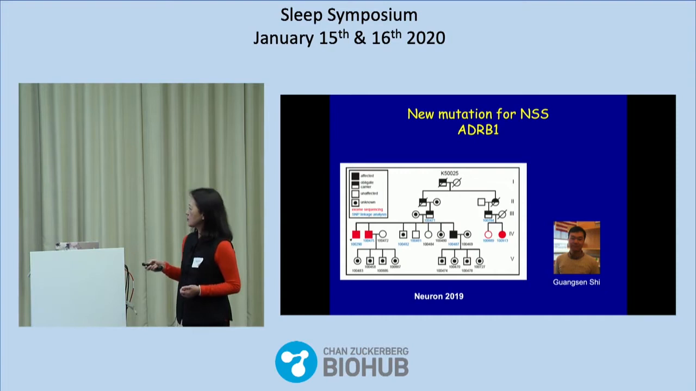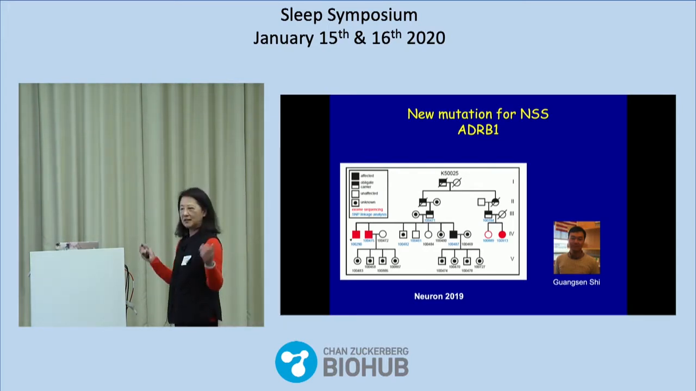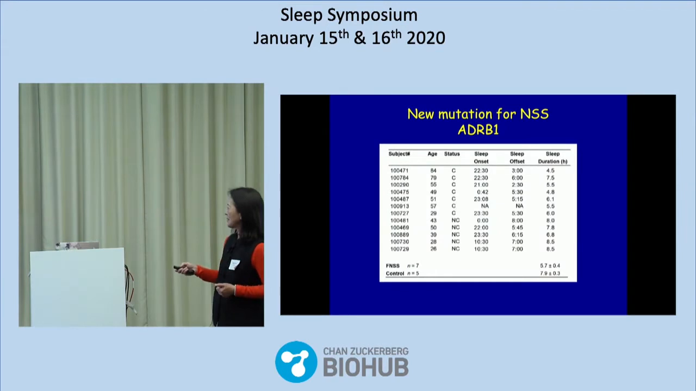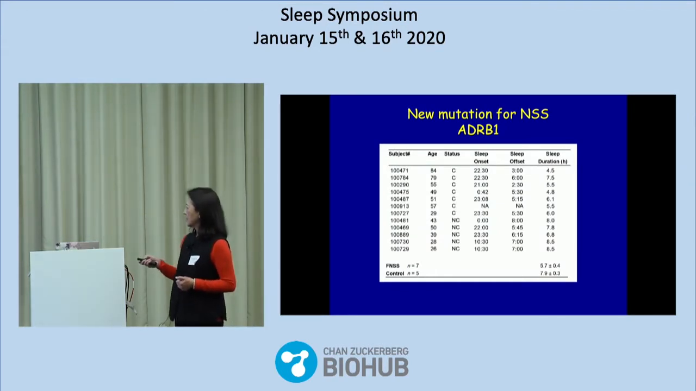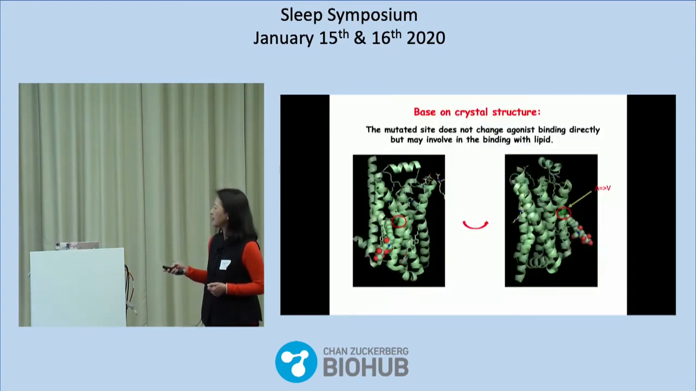The mutation was found in this medium-sized family with many people who have the mutation and are also short sleepers, including one of them who is more flexible. He can sleep short or he can sleep long, depending on his mood, I guess. He can do whatever he wants. The short sleepers in this family on average sleep 5.7 hours a day, and the non-mutation carriers sleep 7.9 hours a day. So it's about a 2.2 hour difference for this family.